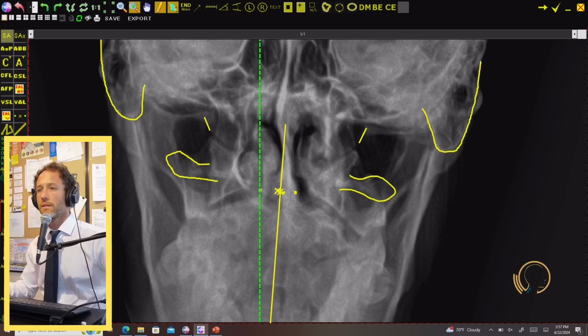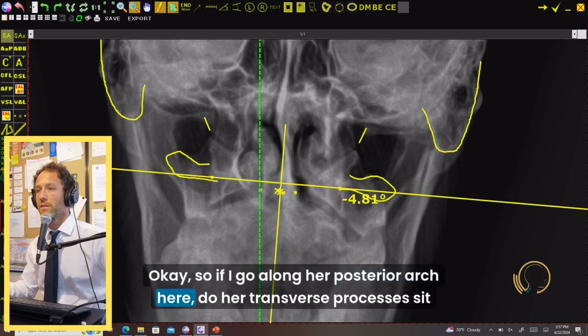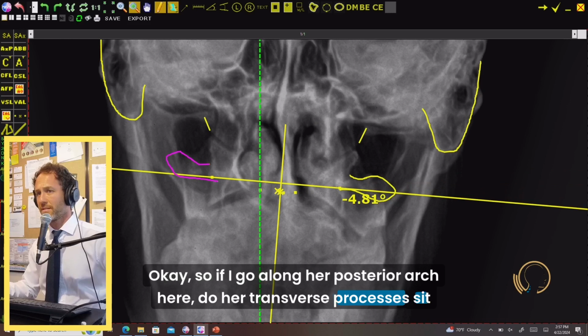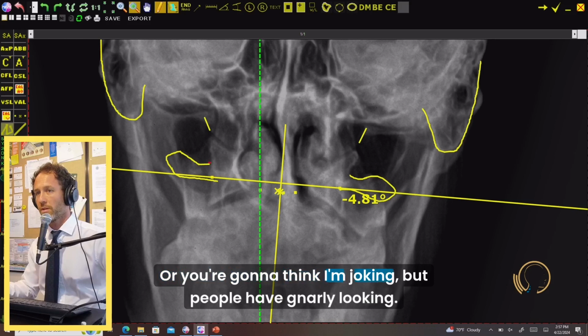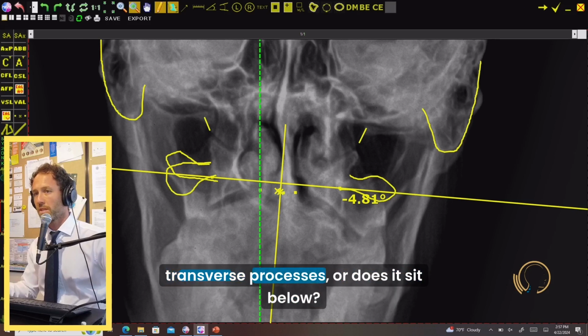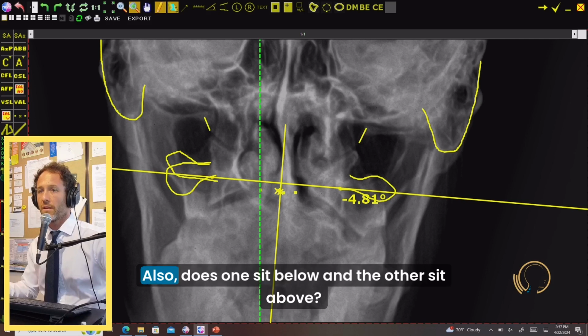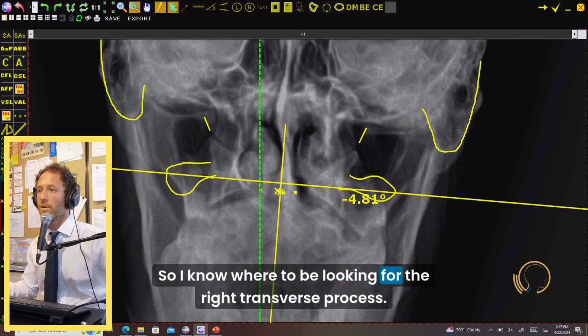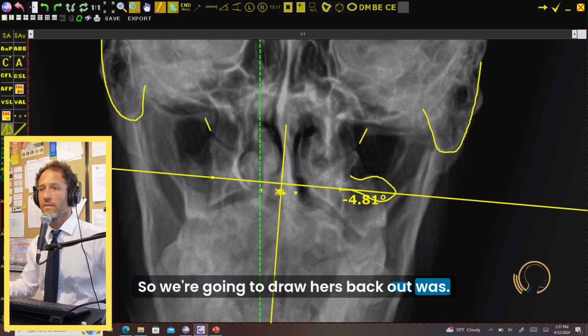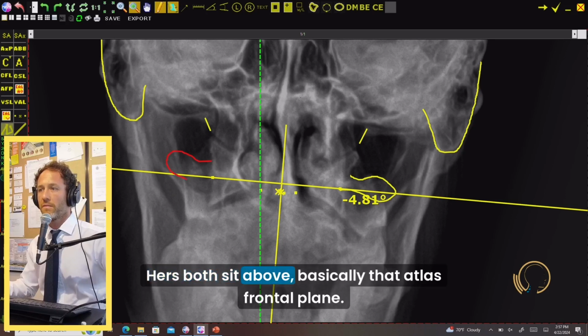plane? Okay, so if I go along her posterior arch here, do her transverse processes sit above her atlas frontal plane? Or, you're going to think I'm joking, but people have gnarly looking transverse processes. Or does it sit below? Also, does one sit below and the other sit above? What is this person's situation, right? So I know where to be looking for the right transverse process. So we're going to draw hers back out. Hers both sit above that atlas frontal plane.